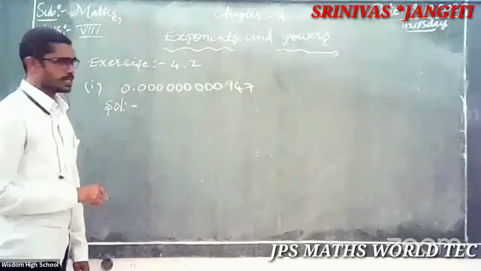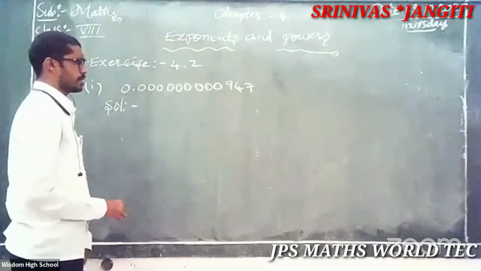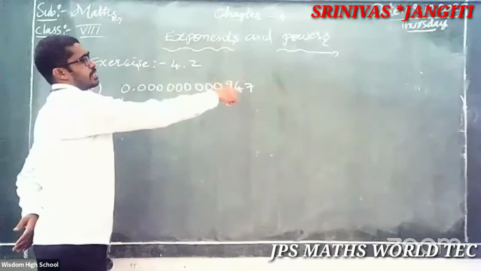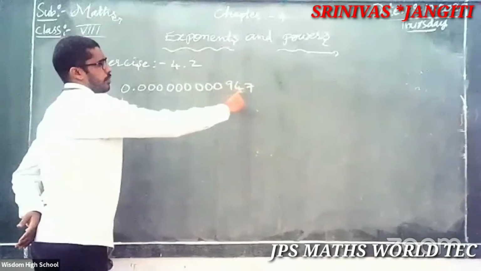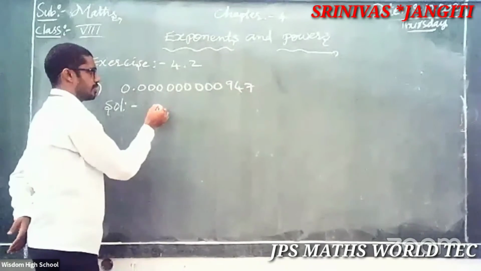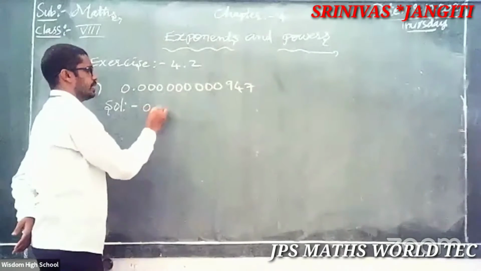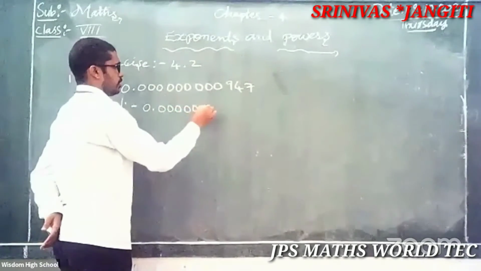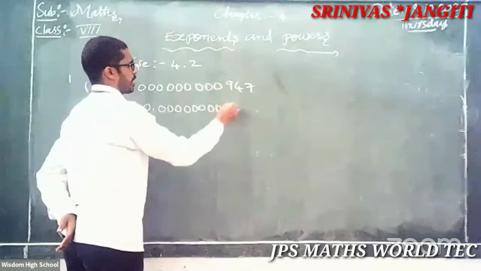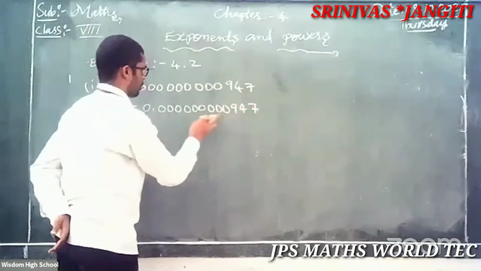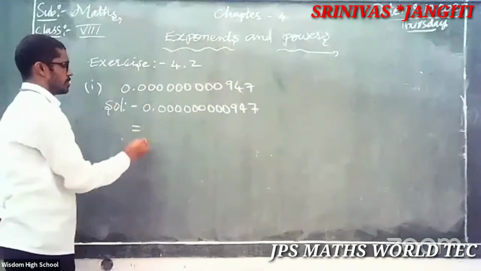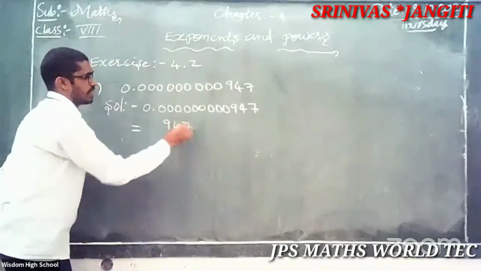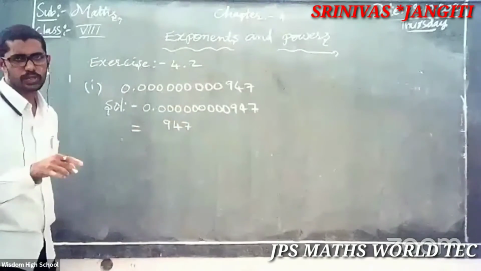What is your standard form, right? First you work: these are all zeros only, but what are the remaining numbers given? Observe that it is 9, 4, 7. Then first write here, everybody, what your problem is: 0.00000000947. This is the problem, right? Then that is equal to 9, 4, 7, and the remaining are all zeros only.